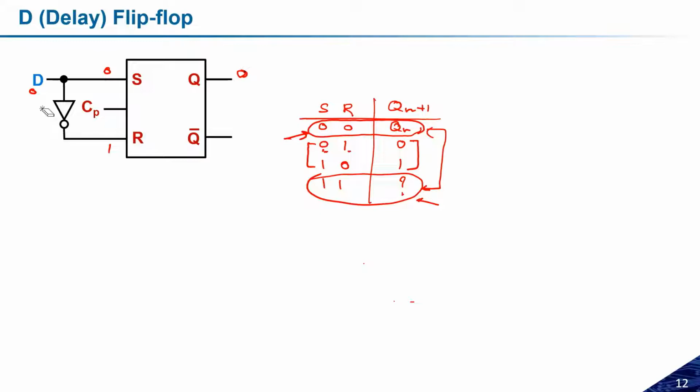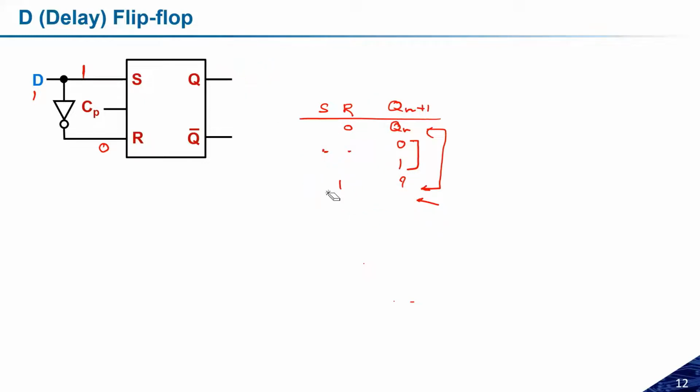If D becomes 1, this S will become 1. S is 1 means reset will become 0. So output will become logic 1. So there is a possibility of 0 and 1 output I will get. I will not get this indeterminate state. So this problem can be avoided with the help of D flip-flop by just adding one inverter between two inputs. So this kind of resultant flip-flop, we can call it the delay flip-flop or the D flip-flop.